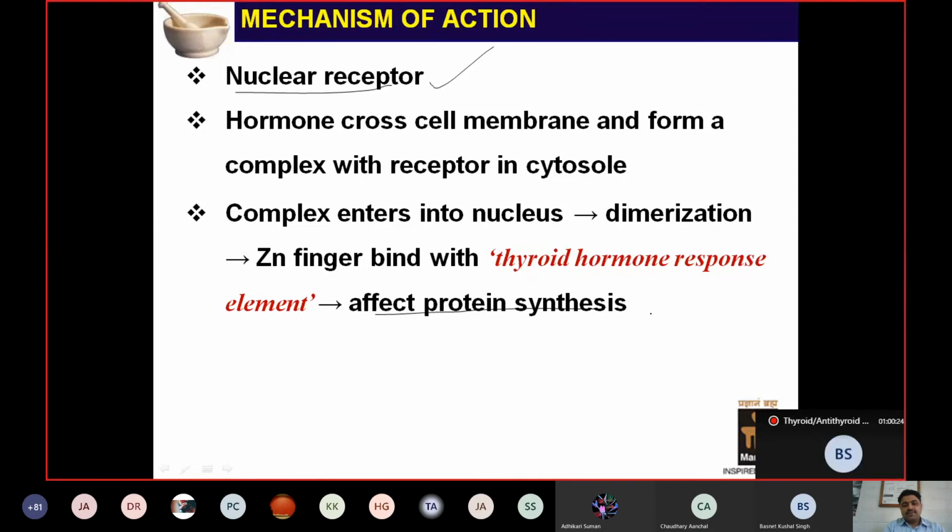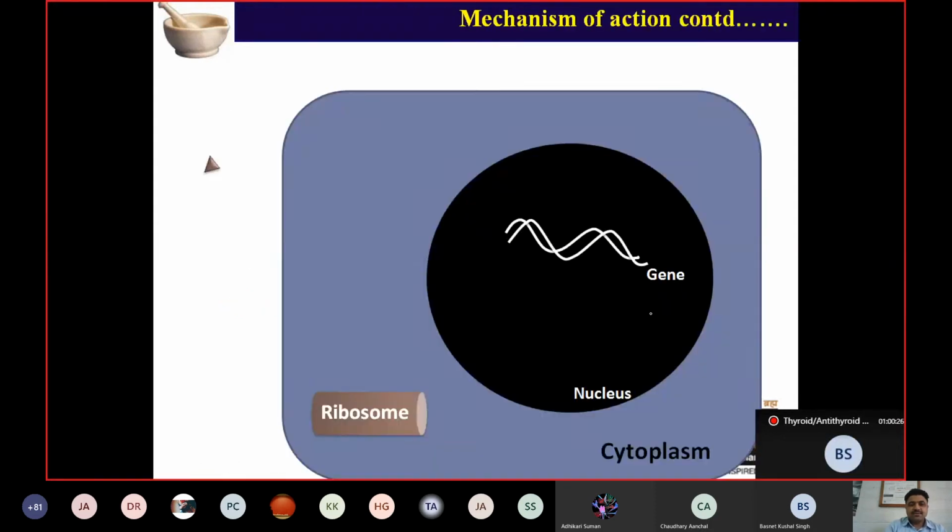So the same mechanism we have discussed in first semester, so just a revision. If this is the thyroid hormone, the receptor is present in the cytosol, not in the nucleus. This is the nucleus, so it is present over here. What happens? This drug will cross the membrane and bind with the receptor, and then the receptor will be activated. Now these two finger-like projections will come.